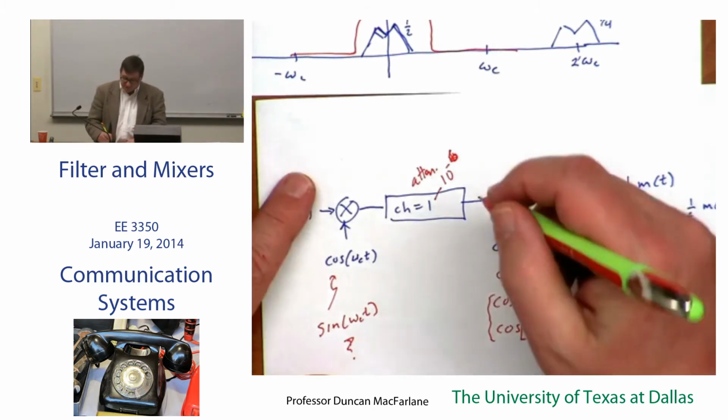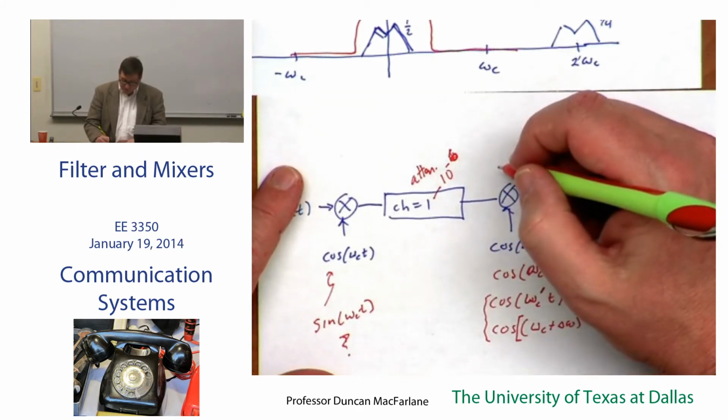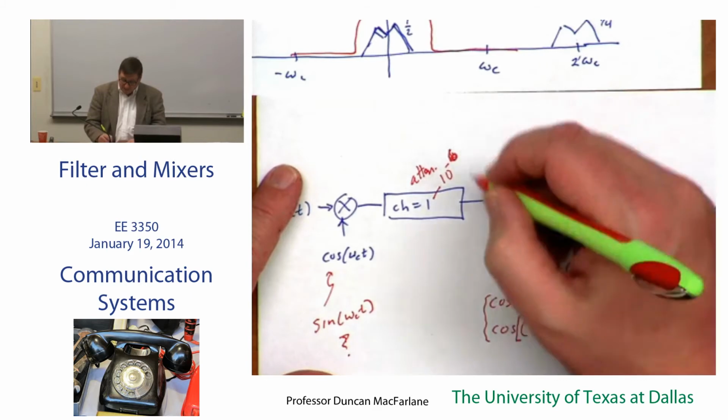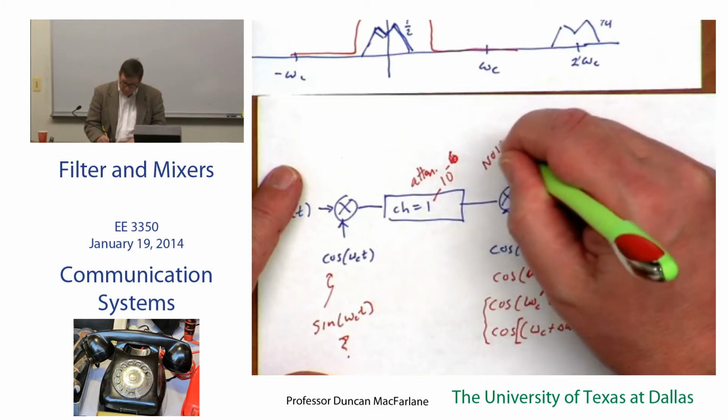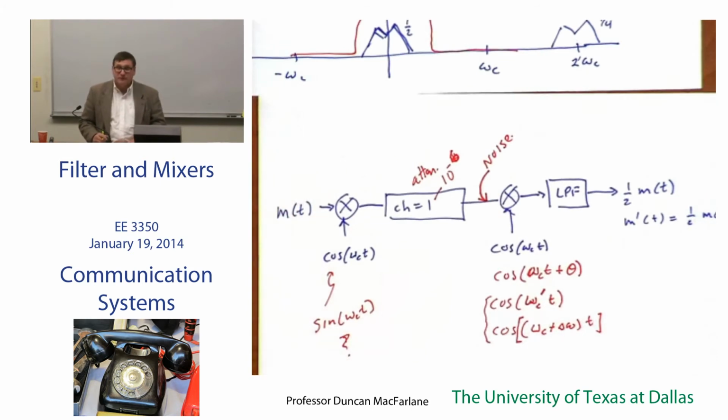It could encounter noise in the channel. And where we will model that is we'll put it right in there. We'll add the noise right there, because that's where the signal is absolutely at its weakest. What else could the channel do?